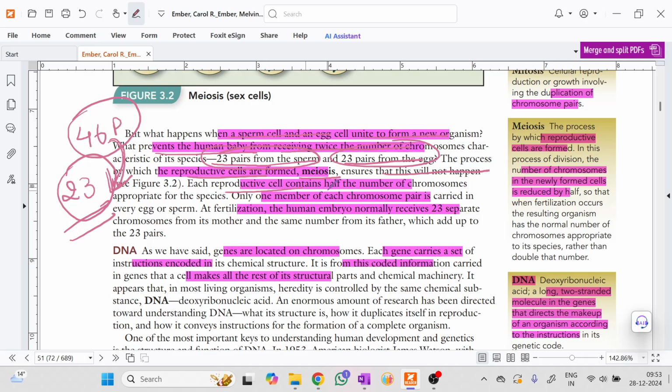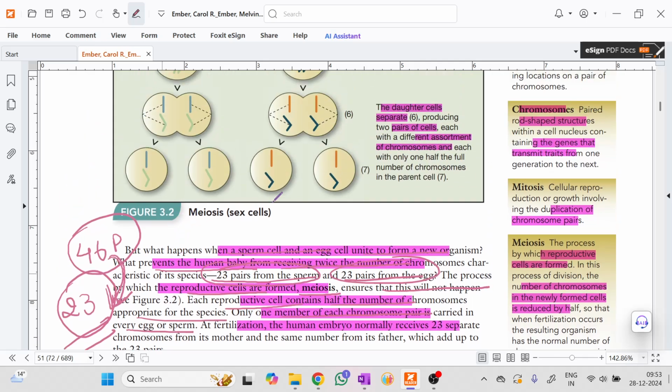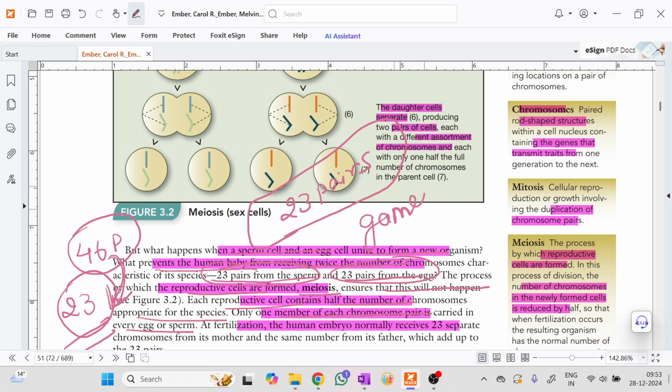So each reproductive cell contains half the number of chromosomes appropriate for this species, and one member of each chromosome pair is carried in every egg or sperm. In all other bodily cells, there are 23 pairs that a particular individual has derived from its parents. But in the gametes, the sex cells, which are sperm and egg, only one copy of these chromosomes exists.